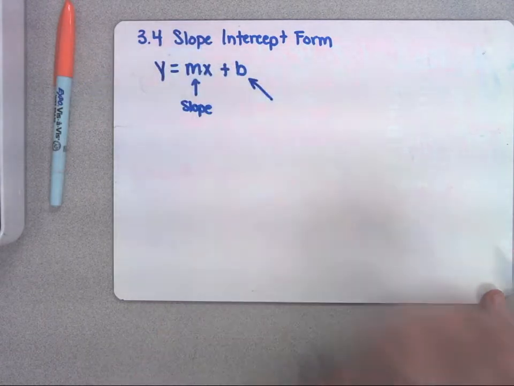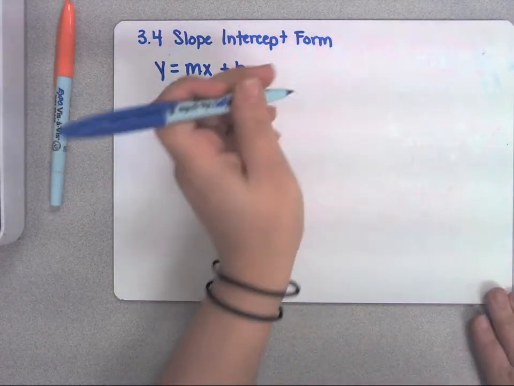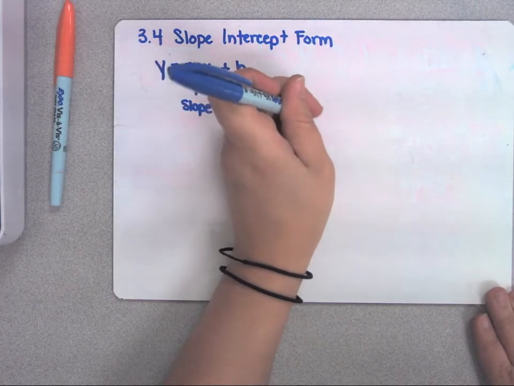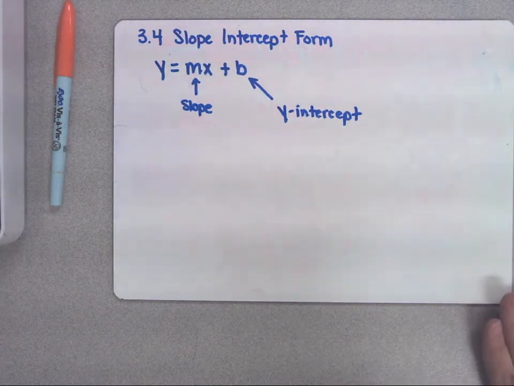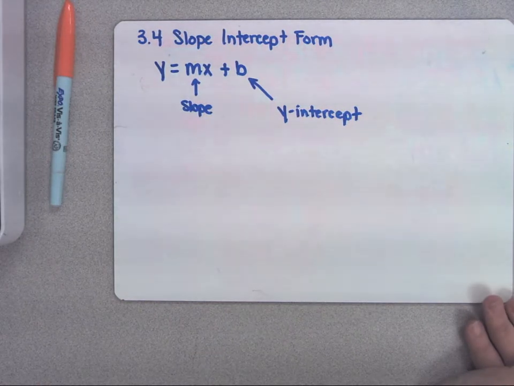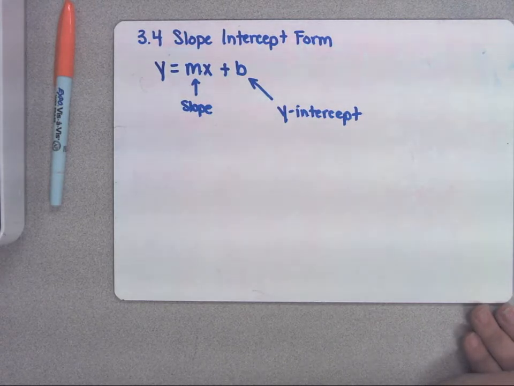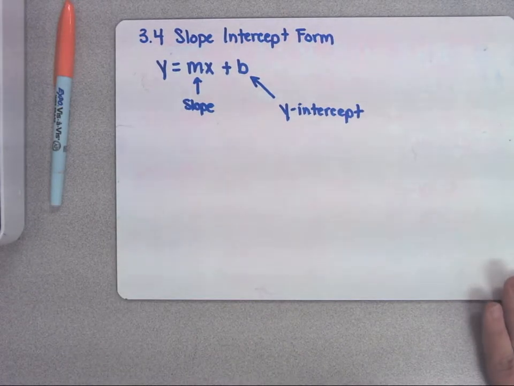Does anyone remember what b stands for? Anyone? It's okay if you don't. It stands for our y-intercept on the graph. Remember, our y-axis is the up and down line? And then x and y will always stay x and y, okay? So what we're going to do is make an equation, however they give it to us. Then we are going to have to graph it. So we're going to start with making an equation, then we'll go to graphing, okay? Let's do the easy version first, okay?